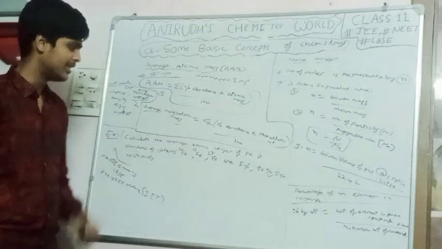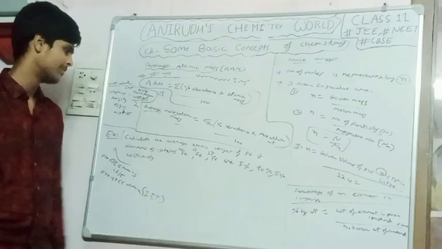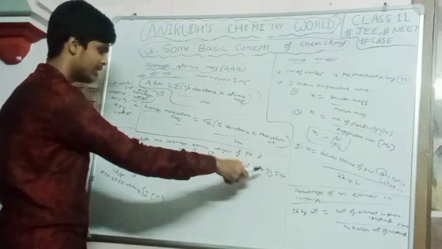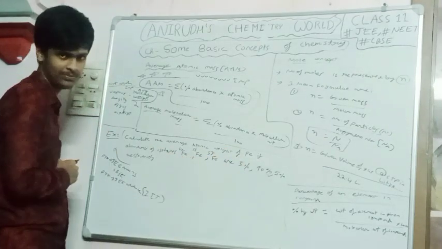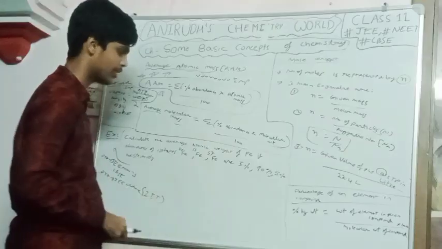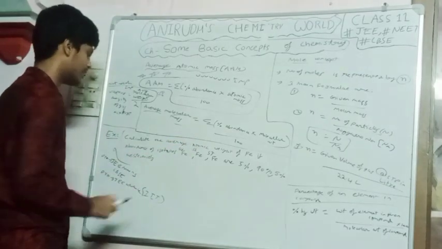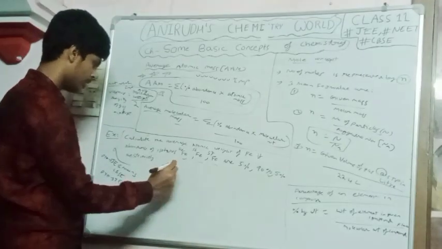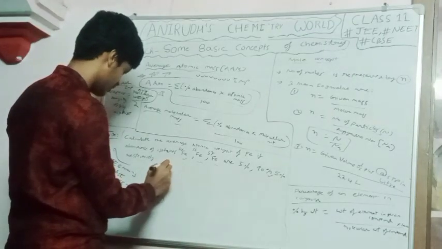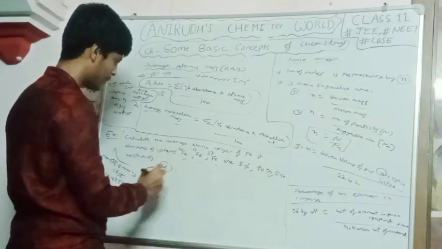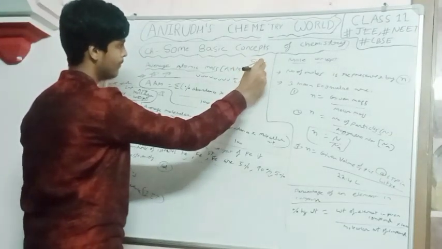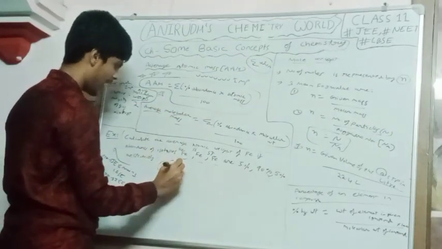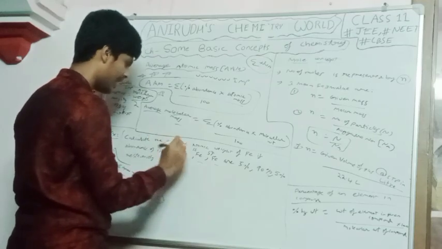Calculate the average atomic weight, that is average atomic mass, of iron, if the abundances of the isotopes of iron are 5%, 90% and 5% respectively. Study this again. Calculate the average atomic mass or average atomic weight of iron if the percentage abundance of the three isotopes is this much. The strategy for solving this: summation means sum, means adding all of them.